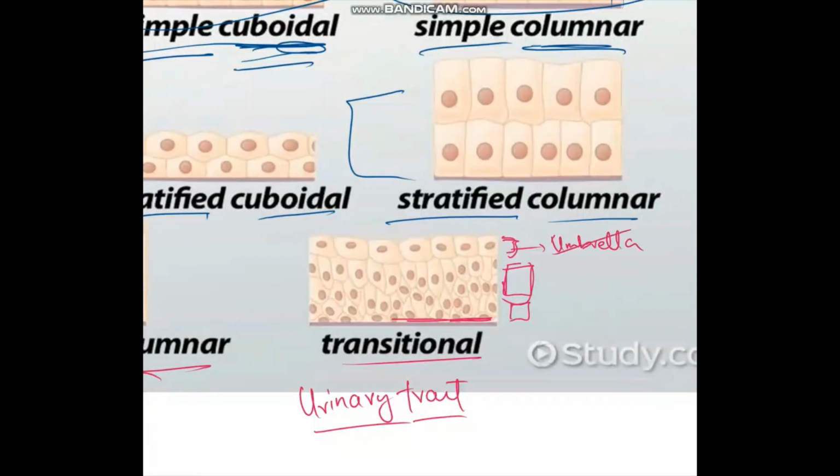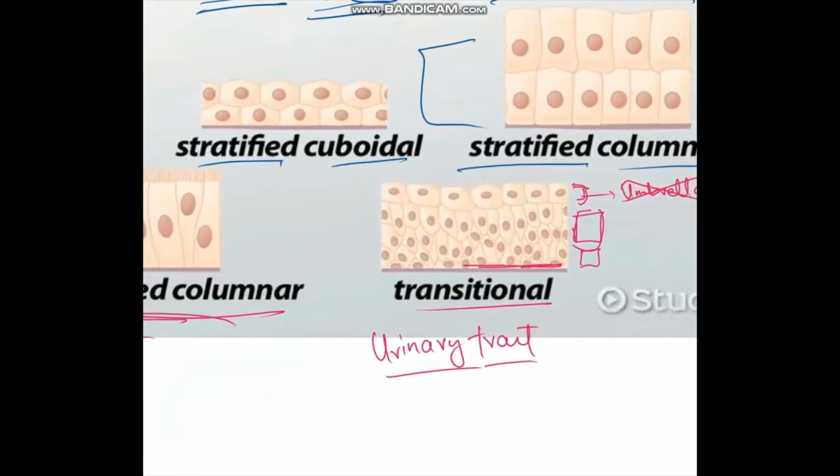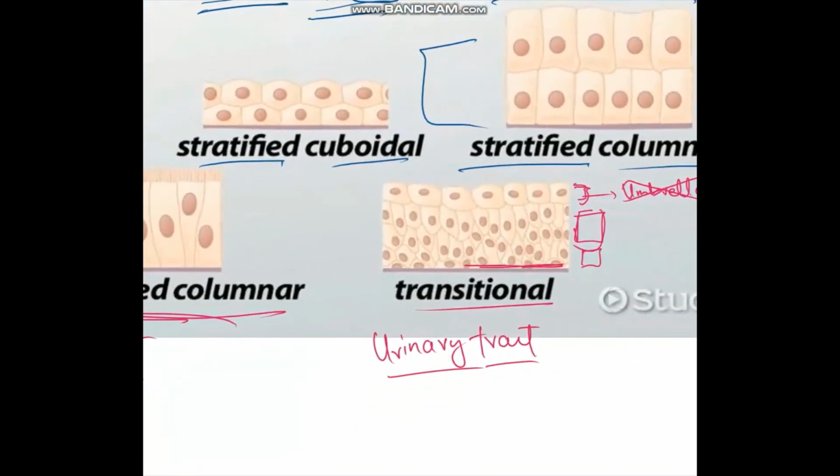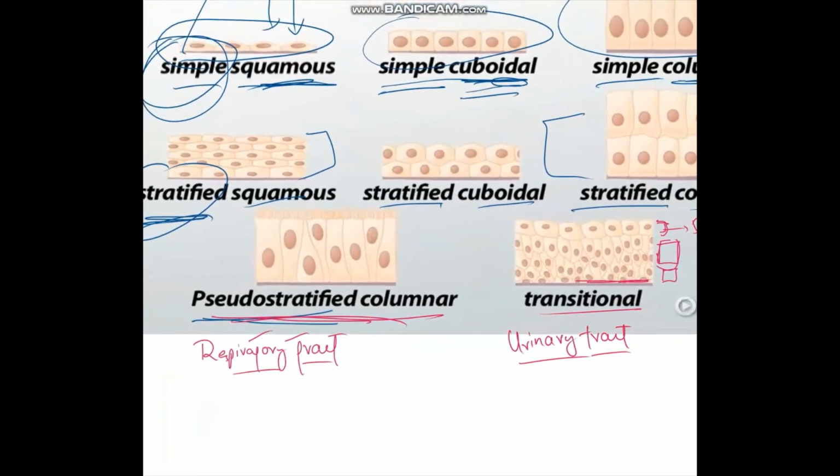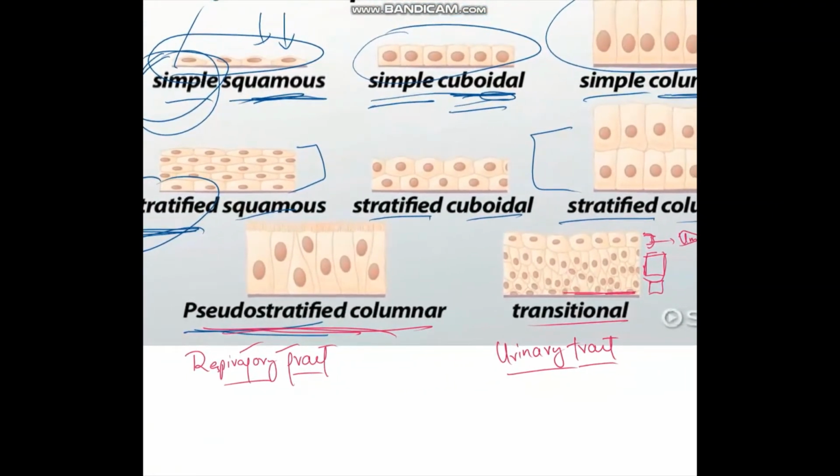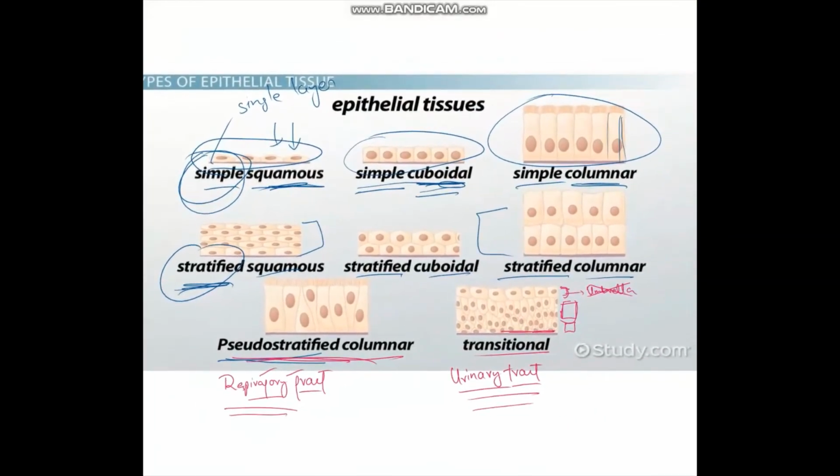You don't need to remember this now, because we will do everything later when we do those specific chapters. So for example, when we do the respiratory epithelium or the respiration chapter, we will study this, and when we do the urinary system, then we will study this. So you don't need to remember all the details like umbrella cells or whatever at the moment.